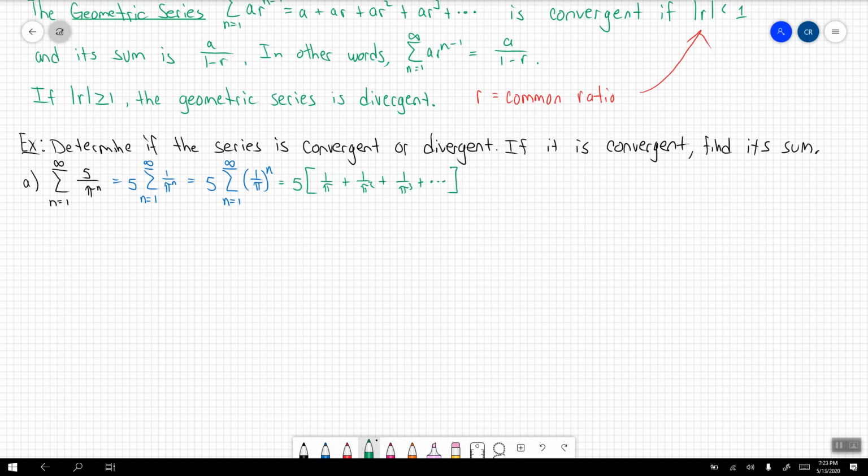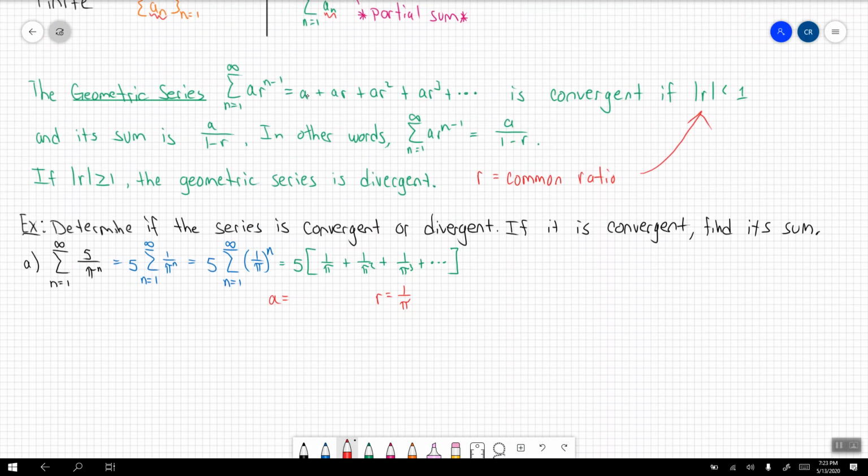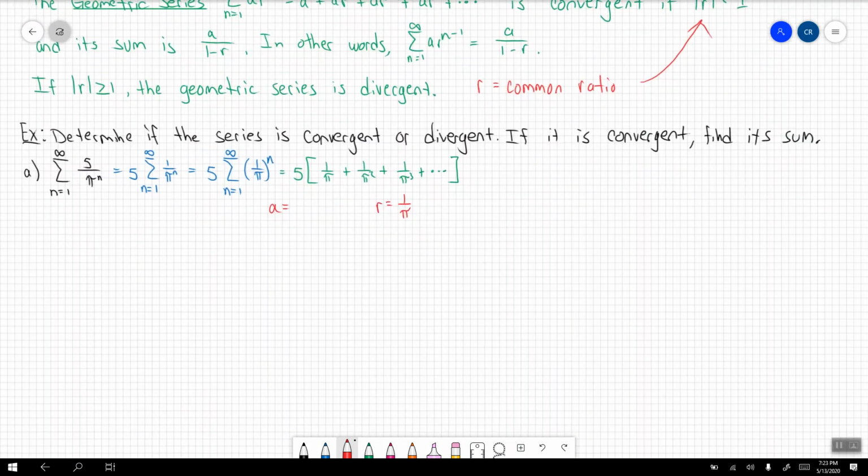Within this whole process, I want to extract from here. Let's start extracting: what is the a value and what is the r value? So I need a common ratio. The common ratio here is just this 1 over pi. Now, what is the a value? The a value is going to be the very first term. If we multiply this in, that very first term is just going to be 5 over pi.